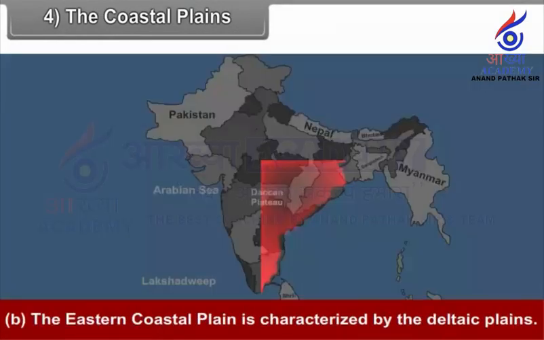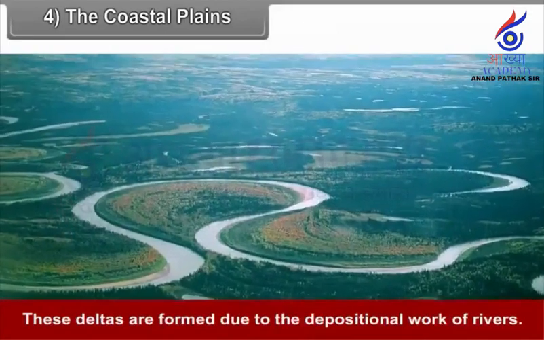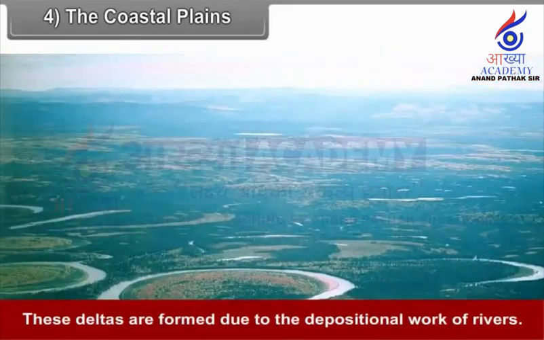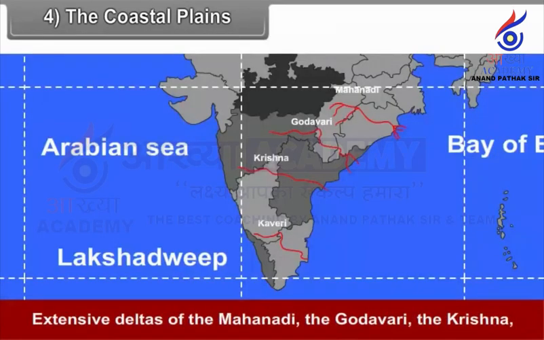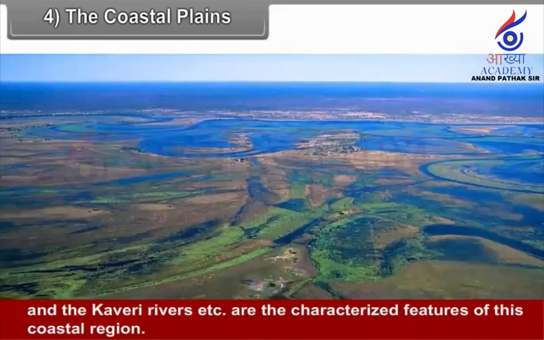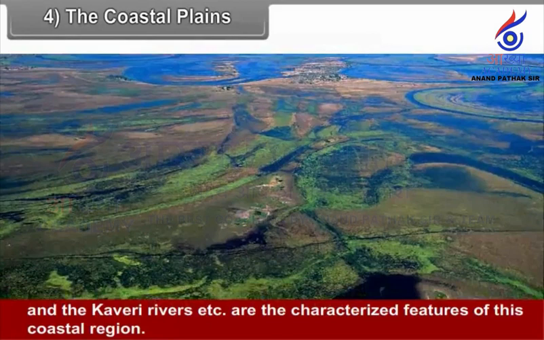The eastern coastal plain. The eastern coastal plain is characterized by the deltaic plains. These deltas are formed due to the depositional work of rivers. Extensive deltas of the Mahanadi, the Godavari, the Krishna, and the Kaveri rivers, etc. are the characteristic features of this coastal region.